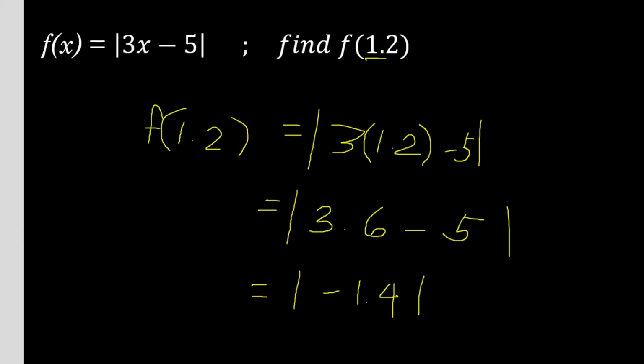So since the absolute value of a number is always a positive number, the absolute value of negative 1.4 is 1.4. So therefore, the value of the function f of x equals the absolute value of 3x minus 5 is equal to 1.4.